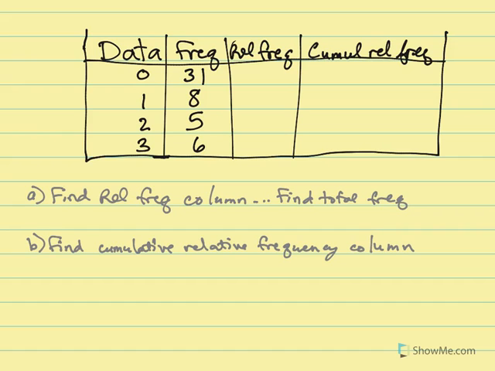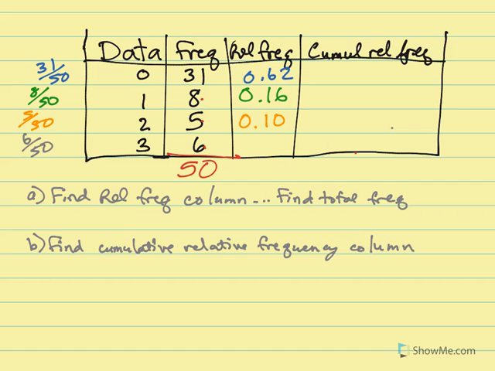So again, we have our column of frequency. We need to find our relative frequency first by finding the total. So 31 plus 8 plus 5 plus 6 gives me a total frequency of 50. To find my relative frequency, I start by taking 31 divided by 50, and I get 0.62. Then I take 8 divided by 50, 0.16, and then I take 5 divided by 50, and I get 0.10, and last but not least, 6 divided by 50 for 0.12.